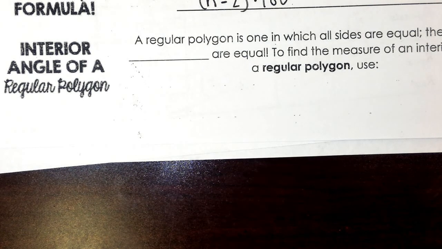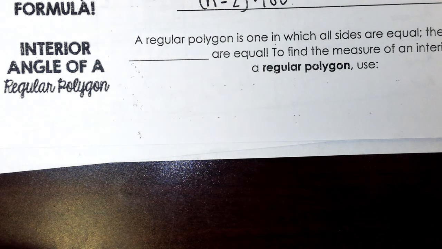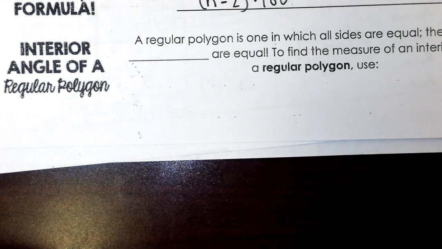Alright. Like I say, this is what kids mess up on, this next formula. Interior angle of a regular polygon. A regular polygon is one in which all sides are equal. So if I call a polygon regular, I'm telling you all the sides are equal. So if I call a triangle regular, I'm basically telling you the triangle is an equilateral triangle, that all the sides are the same. If I call a quadrilateral regular, I'm telling you all the sides are the same. That means more than likely it has to be a square, or it could be a rhombus, I guess.